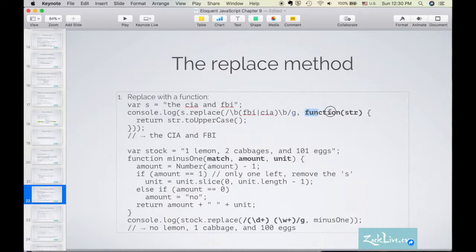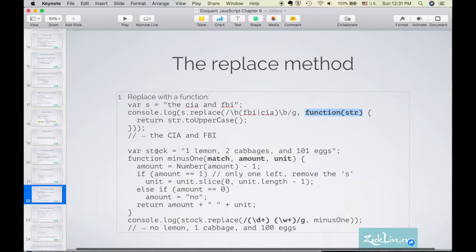For the second argument, we use a function. The function takes the match group as the argument. Within the function, we just use the toUpperCase method on the string, so convert it into uppercase. The first match will be CIA, and it will be the str variable, and convert the word to uppercase, and the FBI will be the second. So this function will be executed twice.